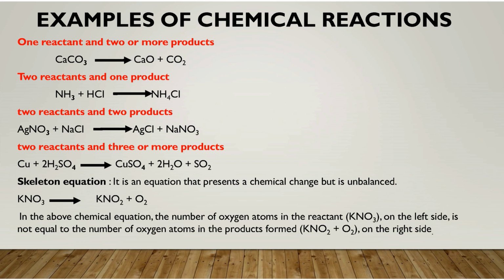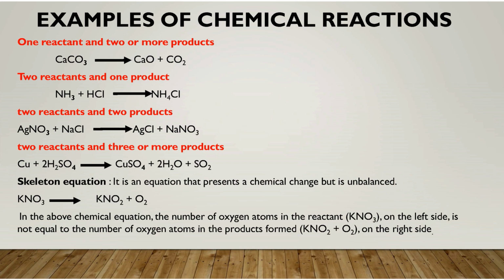Then we come to the next condition, 2 reactants and 1 product. So you can see there are 2 reactants, ammonia plus hydrochloric acid. Then ammonium chloride will form. Ammonium chloride is a salt.